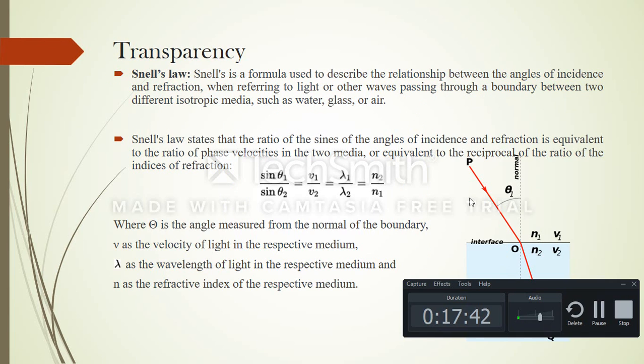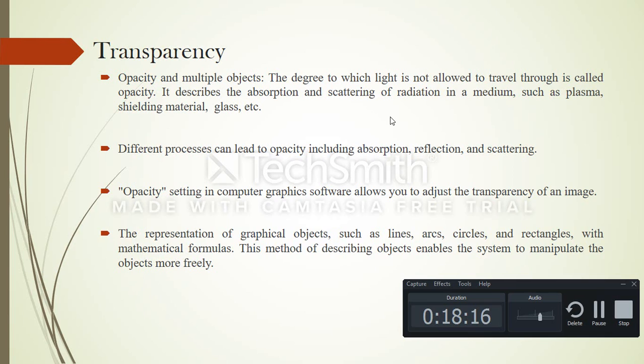Snell's law. Snell's law is a formula used to describe the relationship between the angle of incidence and refraction, while referring to light or other waves passing through the boundary between two different isotropic media, such as water or glass. Snell's law states the ratio of the sines of the angles of incidence and refraction is equivalent to the ratio of phase velocities in the two media, or equivalent to the reciprocal of the ratio of the indices of refraction.